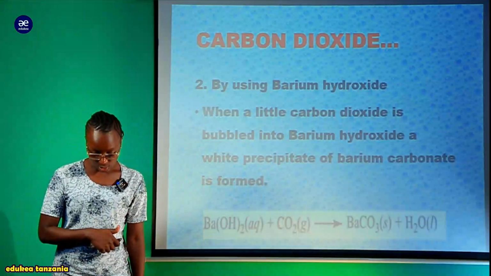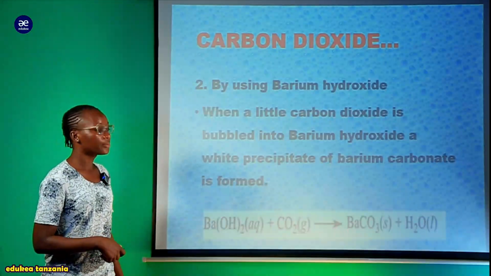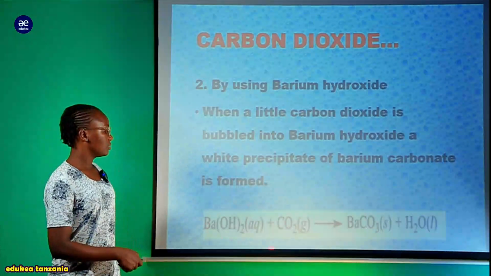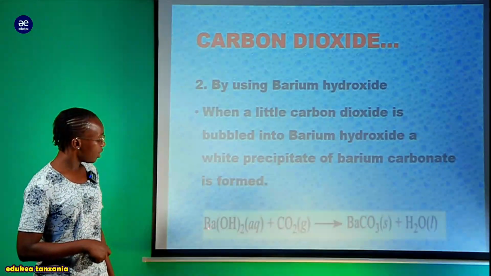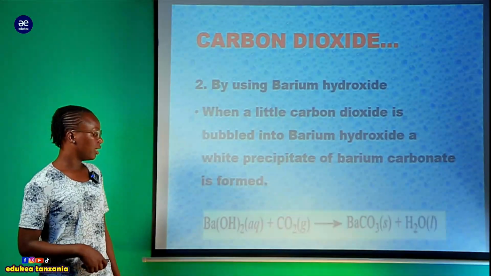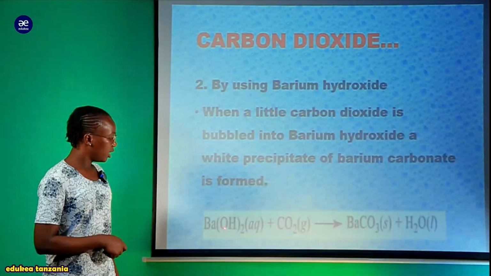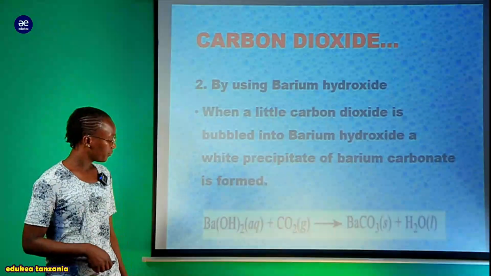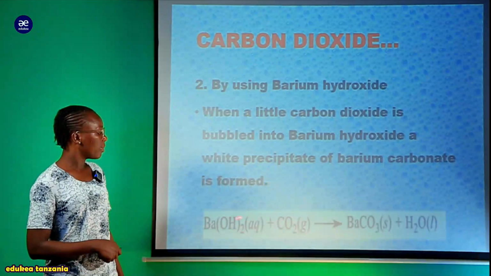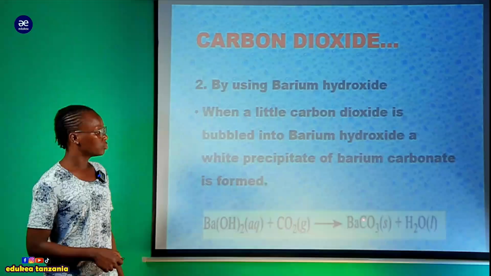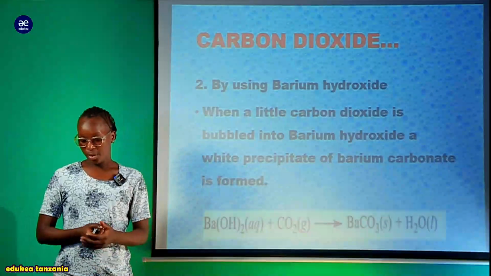For instance, let us look at the simple chemical equation which demonstrates the reaction. Here we have barium hydroxide, which acts as our lime water. Now we have carbon dioxide gas. After bubbling, the reaction takes place, and we are going to have barium carbonate, but also the water molecule.